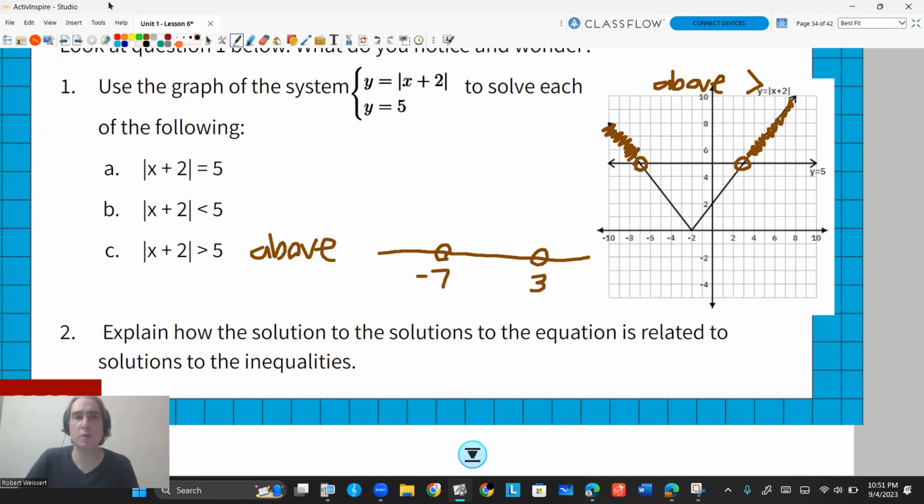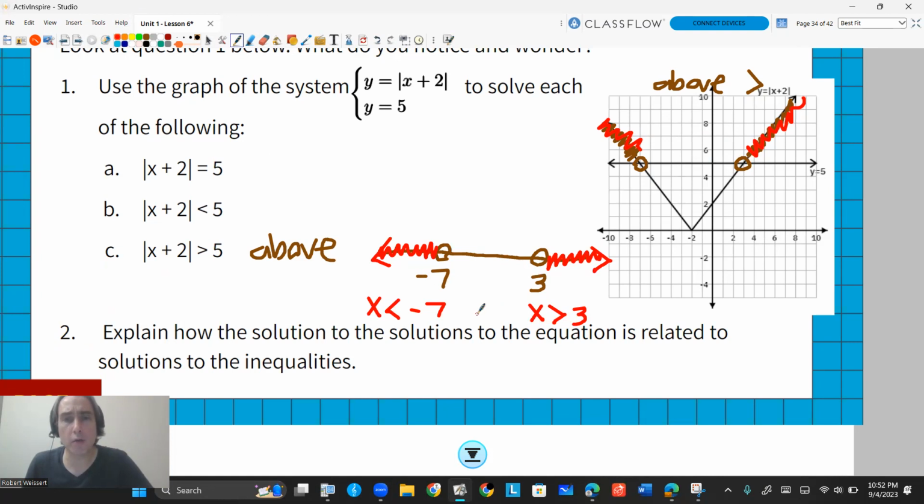Now, I don't want to shade between here because I'm talking about this part right here. So on the number line, it's going to look like that. Everything to the left of -7. Over here, I want to shade what's above 3, so I'm going to shade everything to the right of 3. Those are two separate inequalities. This one is going to look like x is less than -7, and this one's going to look like x is greater than 3. Because they're going in different directions, we're going to throw the word "or" between those two. So this is going to be x is less than -7 or x is greater than 3.